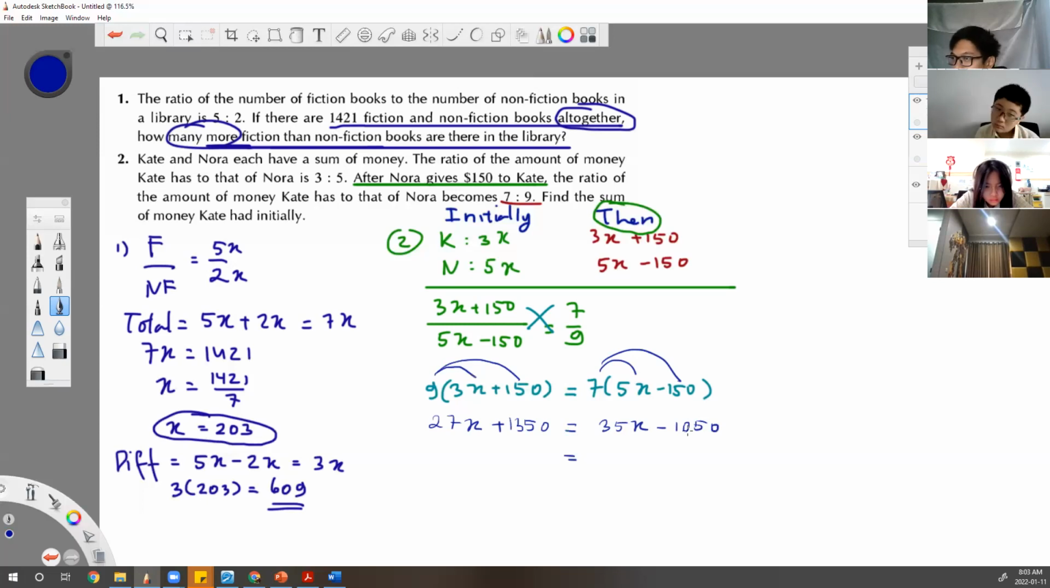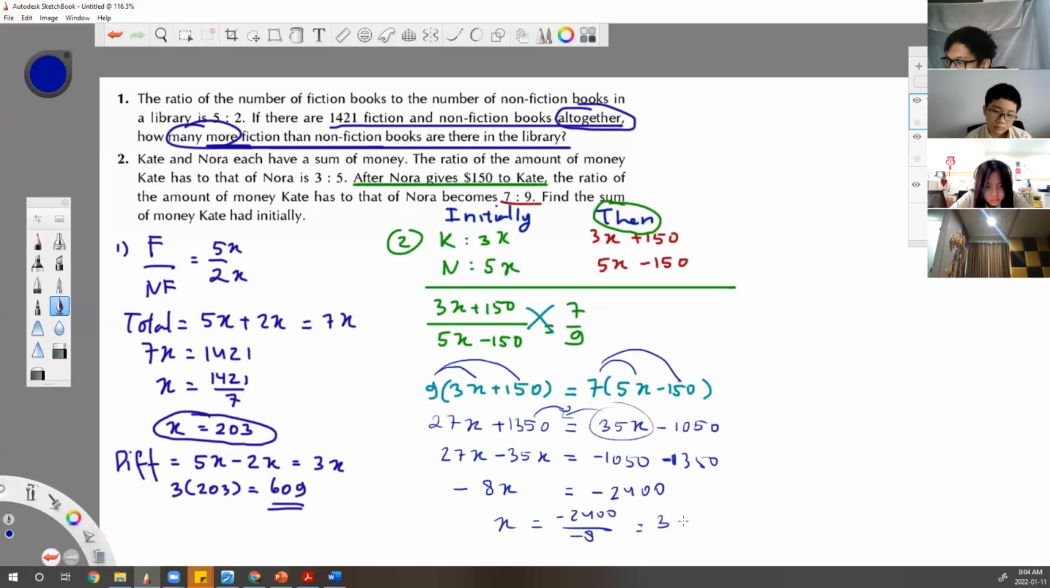We move things. I put the x on the left side, so it becomes minus. Then keep negative 1050, and move the minus 1350 to the right. So how much is x? Negative 8x, right? 27 subtract 35 is negative 8. And then negative 1050 subtract 1350 is negative 2400. So x will be negative 2400 over negative 8, which is 300.